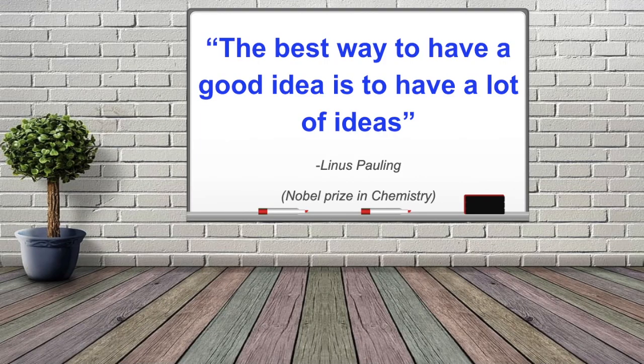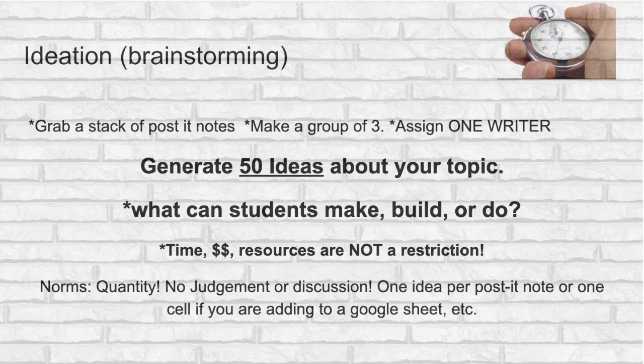The best way to have a good idea is to have a lot of ideas. That's a quote from Linus Pauling, with the Nobel Prize in Chemistry. And what we're going to do is exactly that. You and your team are going to brainstorm. You're going to take about 4 minutes to come up with 50 ideas about your topic. And this is the ideation part of problem-based learning. So if you want to go more in depth about what that means, you can look that up.